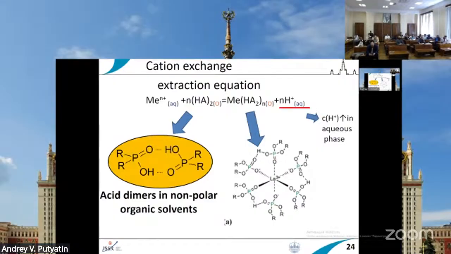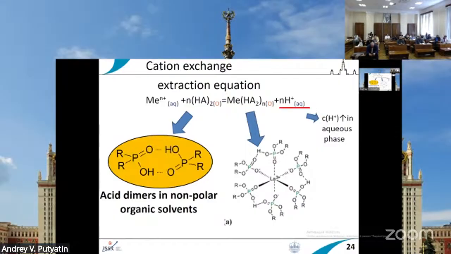And that's why the complex compound that goes to the organic phase has such a different structure. Here you can see some hydrogen bonding, different types. This is a coordination bond, this is an ionic bond. And very important, after extraction, the concentration of protons in the aqueous phase goes higher.